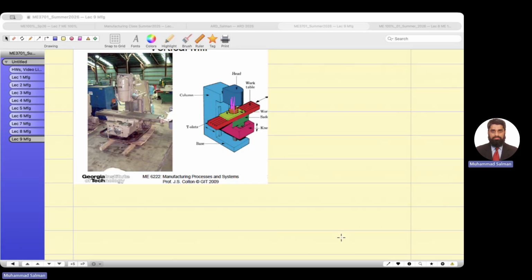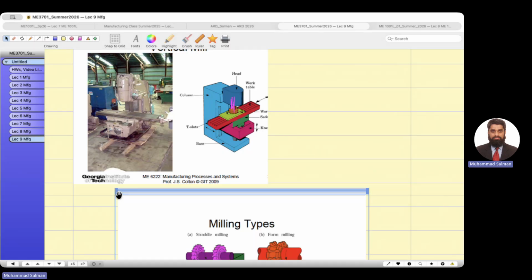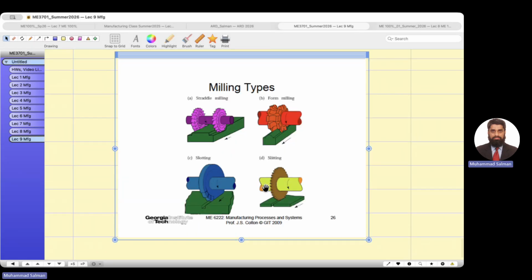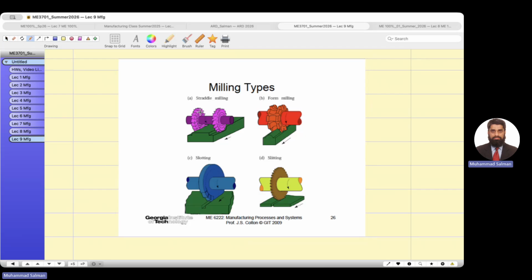In our university, in that building, we have seen the vertical milling machine. These are different types of milling tools which perform different operations. You see, these are straddle milling, where two cutting tools are mounted on the same arbor, and this is form milling. It has a special form, like this contour shape being machined. And this is slitting, like a band saw. Slotting is a little bit thicker than the band saw edge, you see.